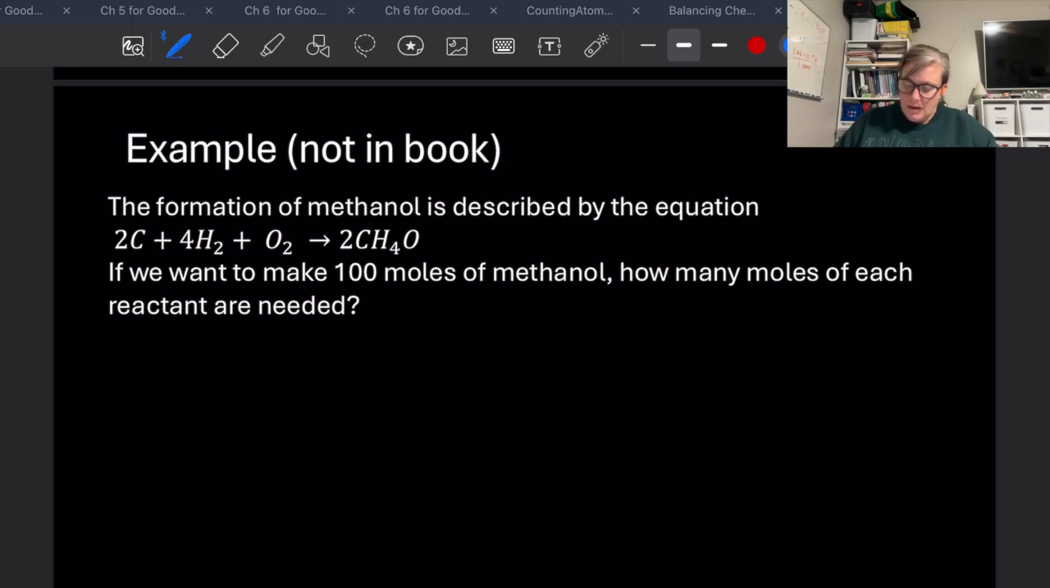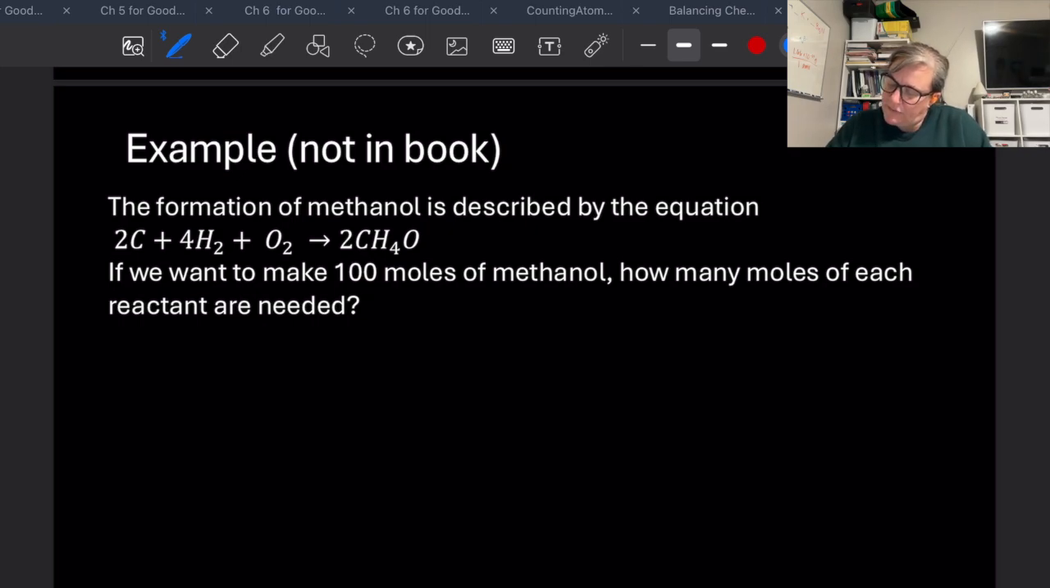Okay, in this example, we're forming methanol. The formation of methanol is described by this equation: 2C plus 4H2 plus O2 yields 2CH4O. So we've got 2 moles of carbon reacting with 4 moles of hydrogen, reacting with 1 mole of oxygen to yield 2 moles of methanol.